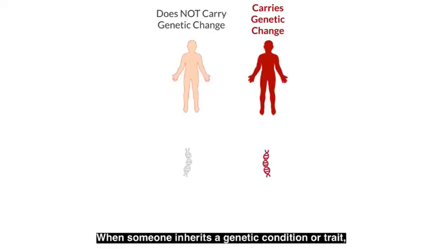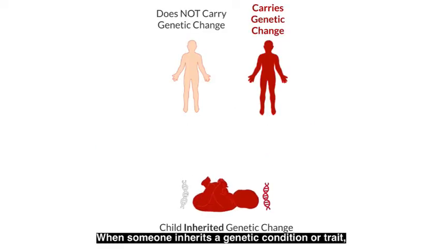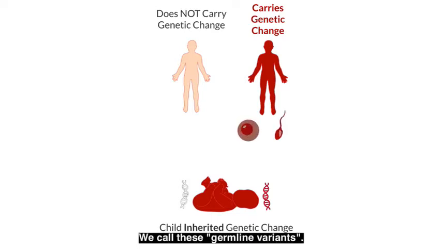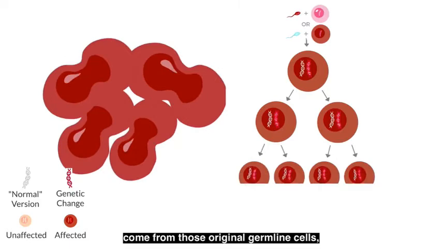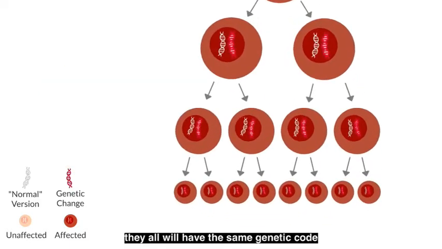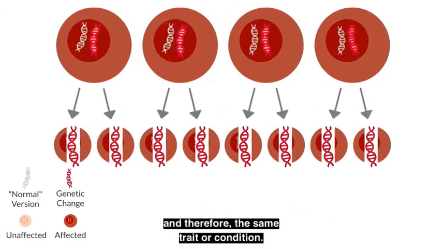When someone inherits a genetic condition or trait, it means that the genetic change associated was in the egg or sperm from a mother or father. We call these germline variants. Because all cells in a person's body come from those original germline cells, they all will have the same genetic code and therefore the same trait or condition.